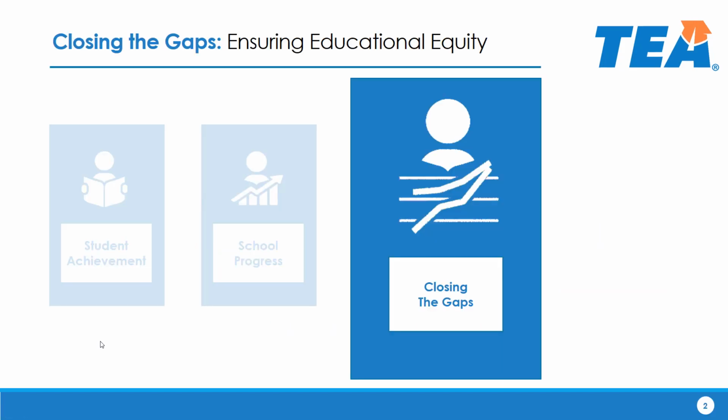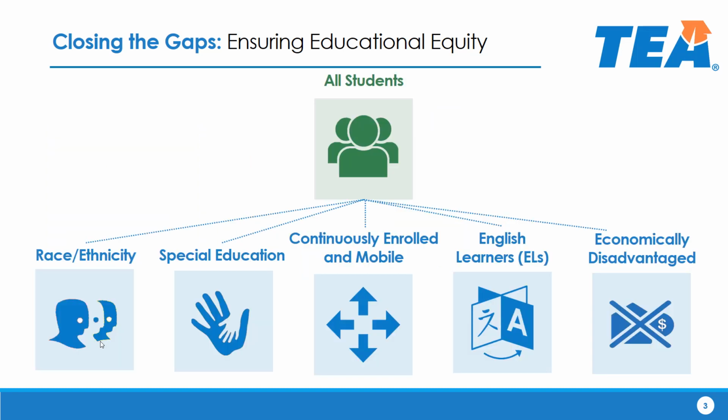The new accountability system has 3 domains: student achievement, school progress, and closing the gaps. To calculate the overall grade, we'll take the better grade from the first 2 domains and combine that with the grade from the closing the gaps domain, which must be at least 30% of the overall grade. This domain disaggregates data by student groups, and it's how we're planning to meet the requirements of ESSA.